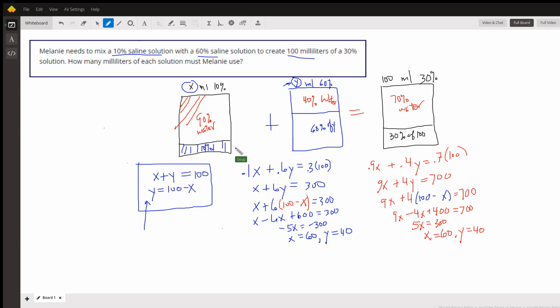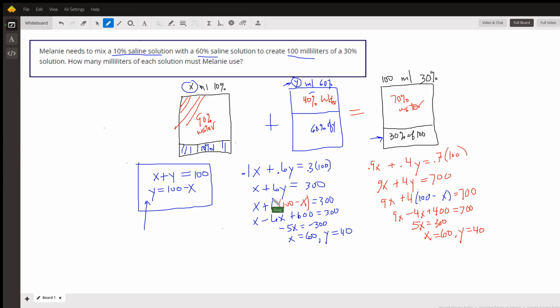We can do this one of two ways. We can say the amount of saline in this beaker plus the amount of saline in this beaker equals the amount of saline in the final beaker. Or we can do it in terms of water. The amount of water in this beaker plus the amount of water in the second beaker equals the total amount of water.